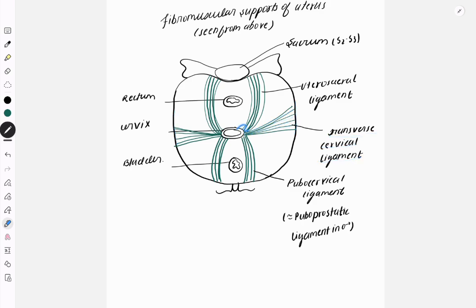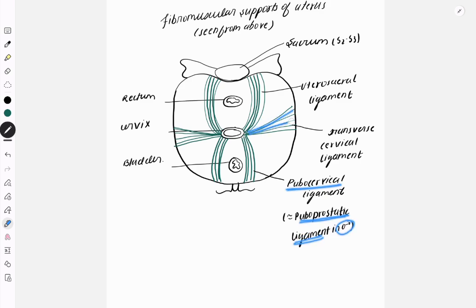The second ligament extends from the cervix, goes anteriorly and gets attached to the posterior part of the pubic bones. This ligament, extending from the cervix to the pubic bones, is called the pubocervical ligament in females. But in males, as there is no cervix and there is a prostate gland, the pubocervical ligament corresponds to the puboprostatic ligament.